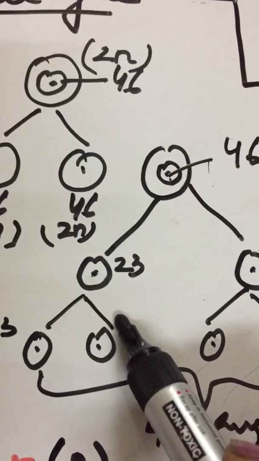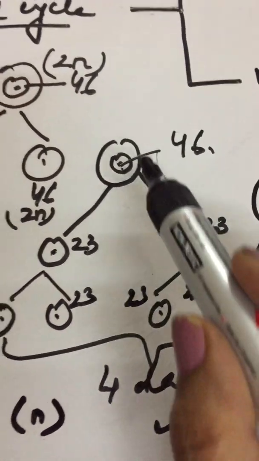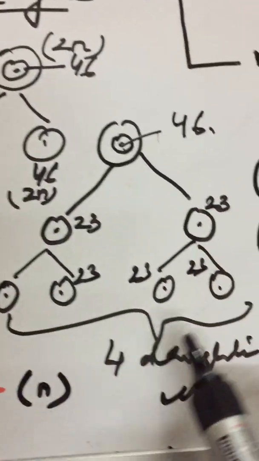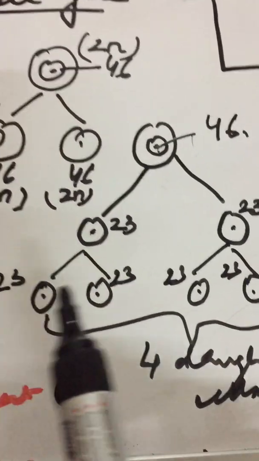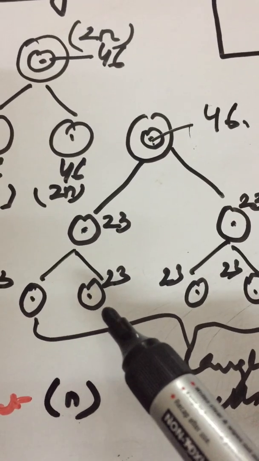This remains 23, and this also 23, this 23, and this 23. So from my meiosis, this is the parent cell. The final product is 4 daughter cells. Each daughter cell has half the number of chromosomes of the parent cell.